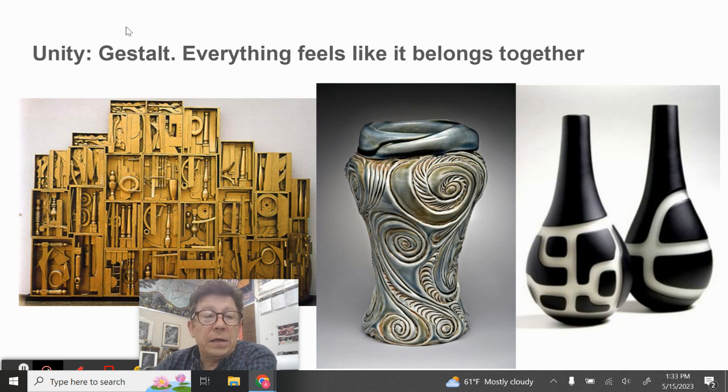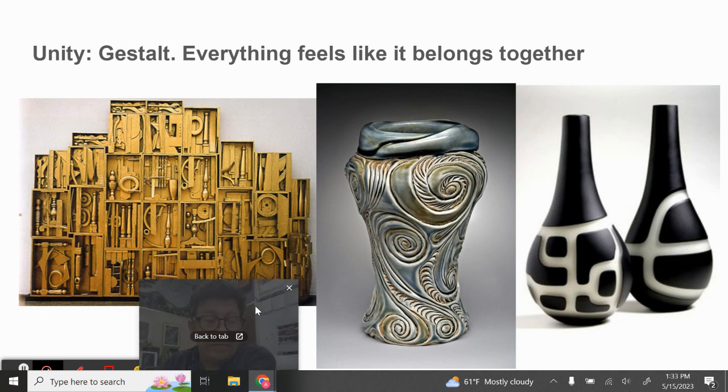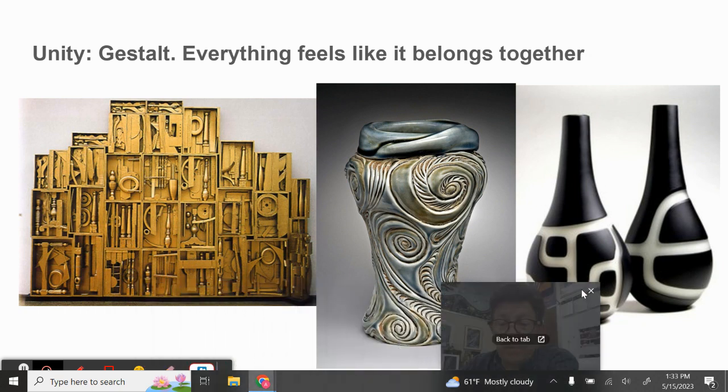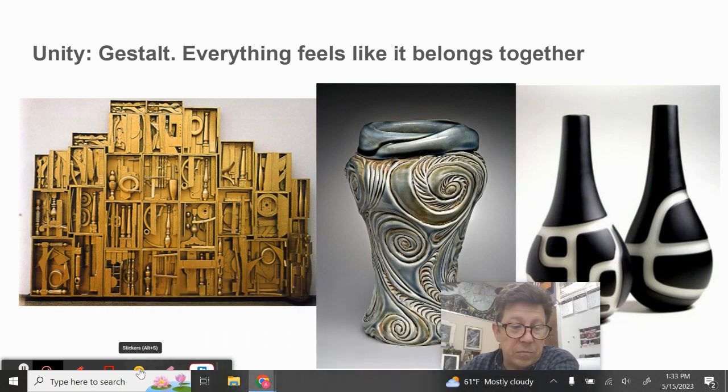And unity would be a synonym for gestalt, where everything feels like it belongs and nothing feels out of place. Color, pattern, movement, contrast all create unity in this piece. So there you have it, folks. Principles of design. I hope that helps when you are writing your final exam.